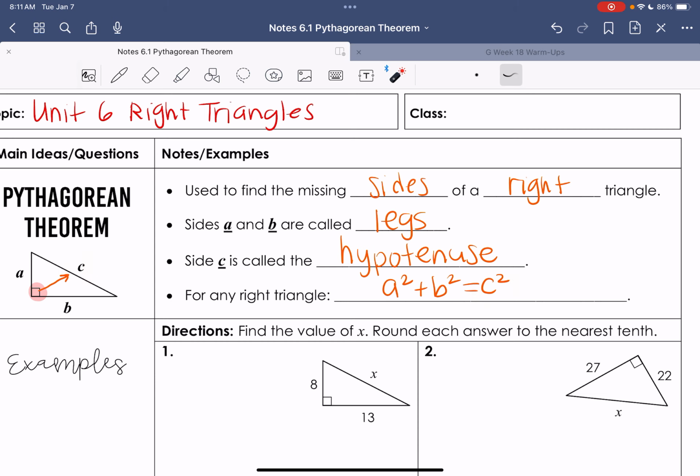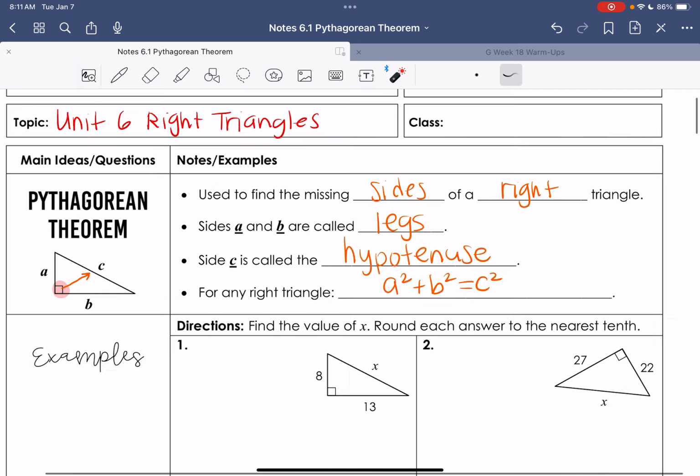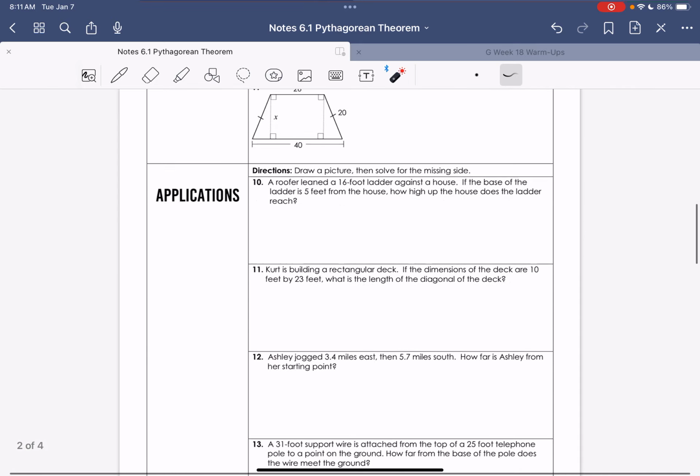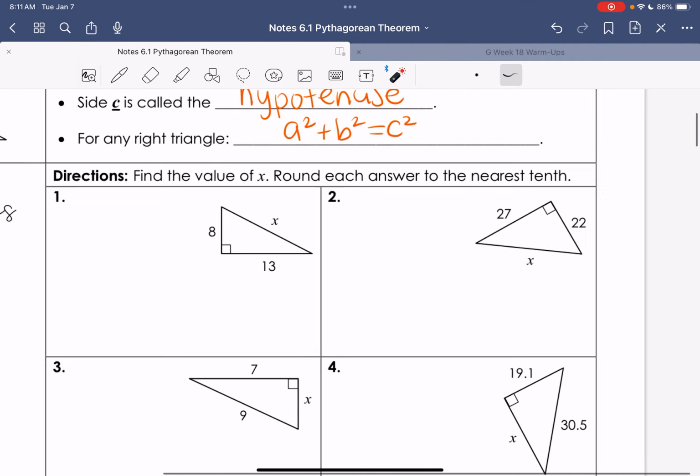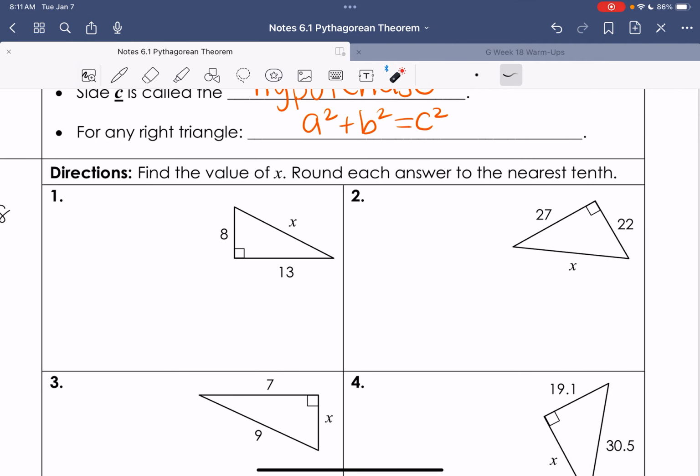Okay, so we're going to do a few examples. We're not going to do them all because there are a lot of examples, but we're going to do some on the front and on the back. So for the ones on the front, it says find the value of x and round each number to the nearest tenth. So that means that we're going to get some decimals. We're going to be rounding to just 1 decimal point.